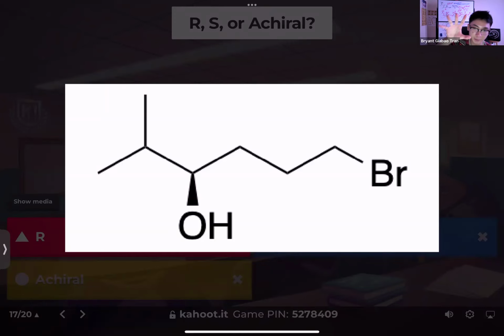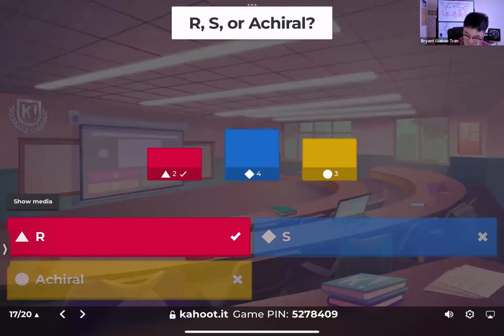And we keep it as R because the lowest priority group, hydrogen, is on the backside already, the dash. So I think people messed up here where they put number 2 on the bromine side, but that bromine is too far away to be accounted for. You have to look at the very first atom first, and then if there's a tie, you look at what's attached to that, and then keep going, and then you could touch the bromine if there is a tie like that.